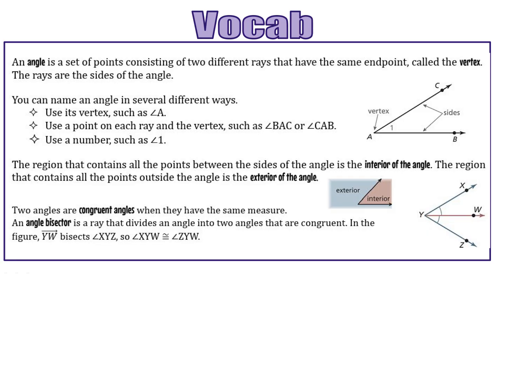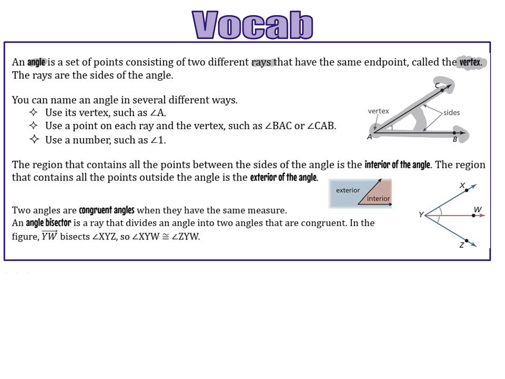When we mathematically define an angle, we define an angle as the set of all of the points consisting of two different rays, meaning one direction that we're moving, two different rays, everything between those two different rays that have the same endpoint, and that endpoint is called the vertex. So everything in between those two rays is a part of the angle. The angle is formed by the vertex, which we can see is point A in this case, and the two sides, which are rays, ray AC and ray AB.